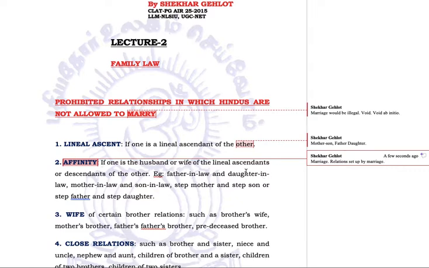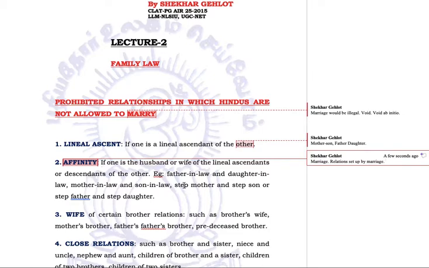Now, what is the relation between these two? They are not lineal ascendants of each other, but they are related by affinity. She is the wife of his son. He cannot marry his son's wife, his daughter-in-law. A mother-in-law cannot marry her son-in-law, who is the husband of her daughter.